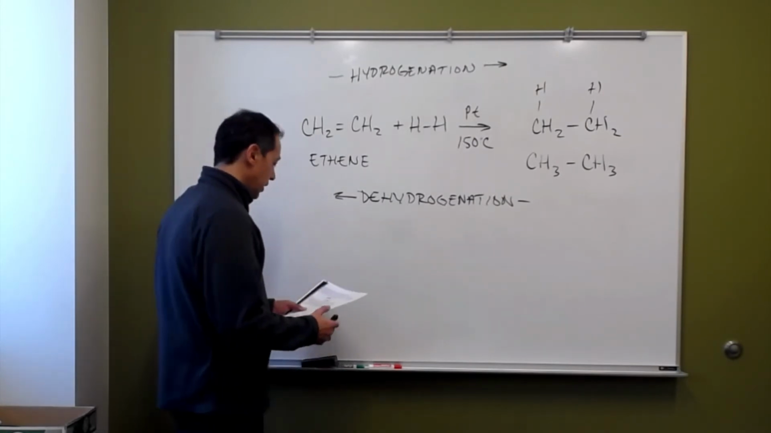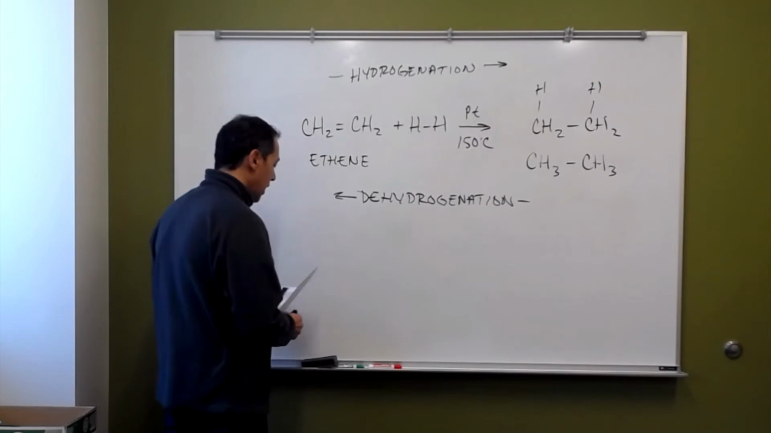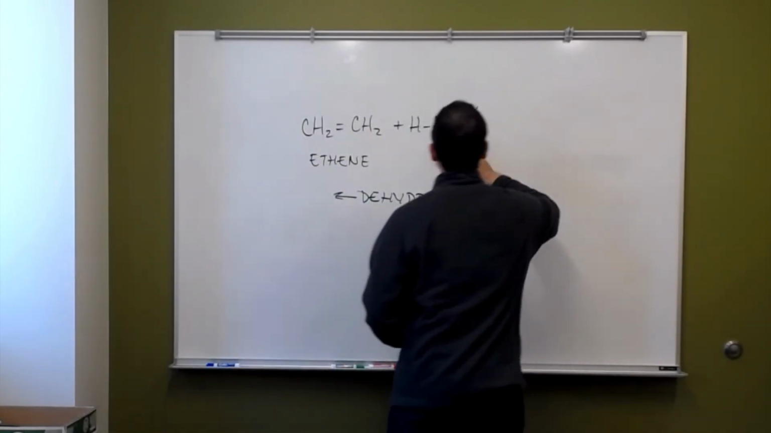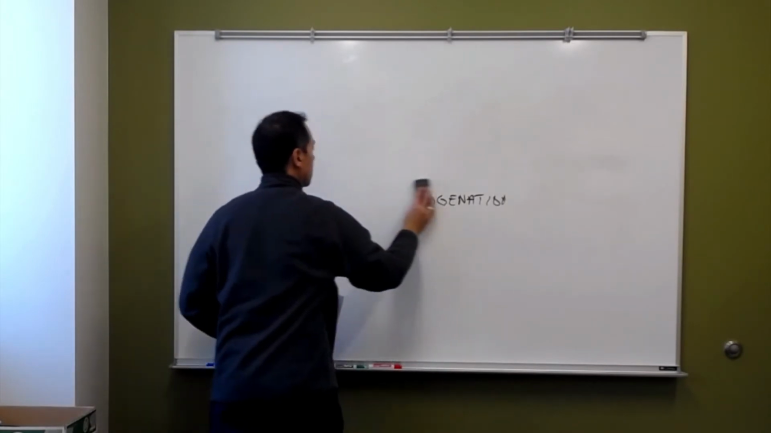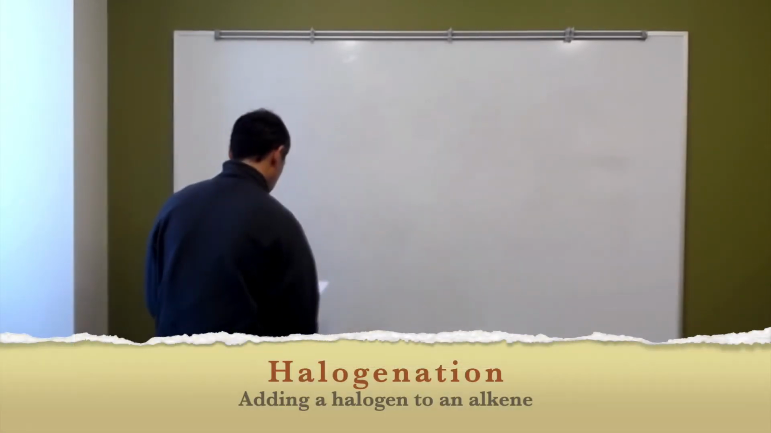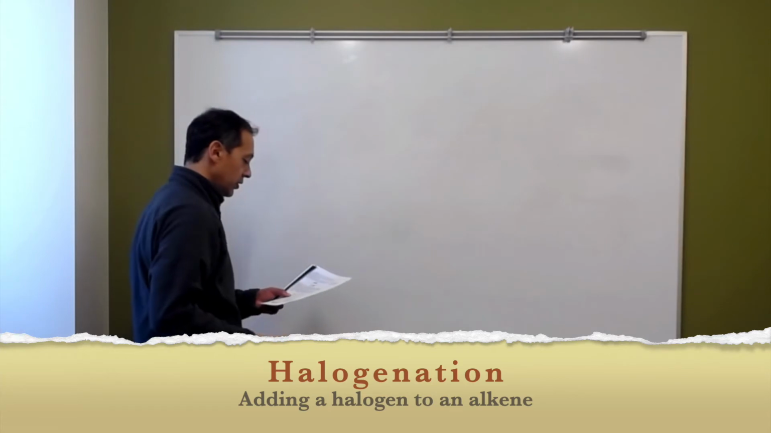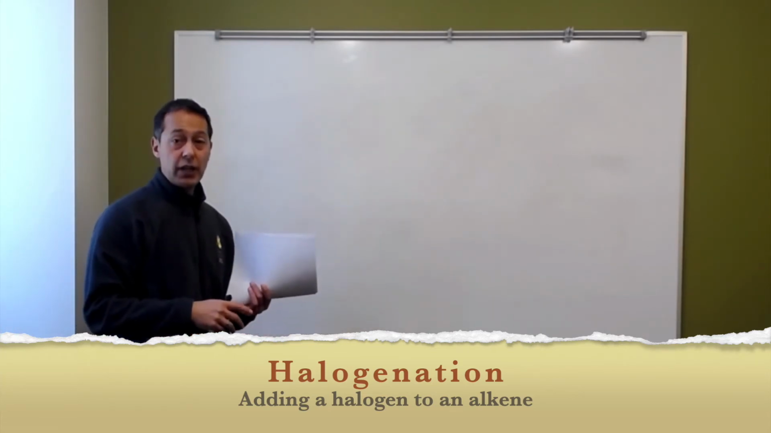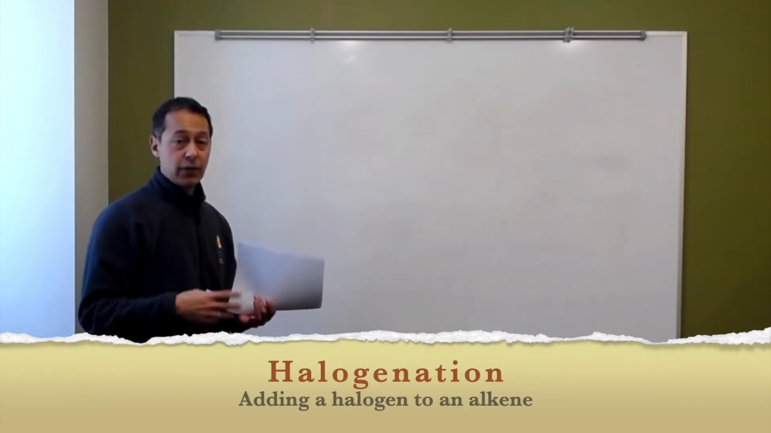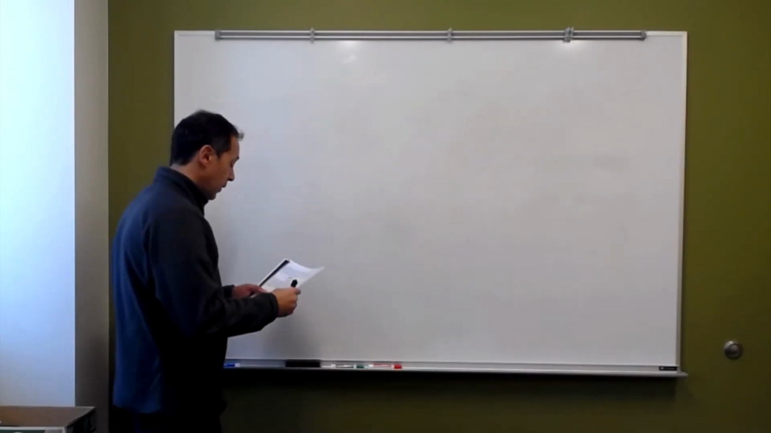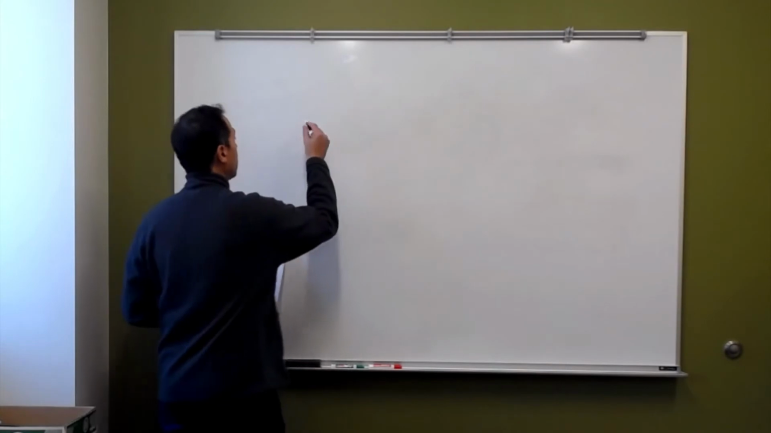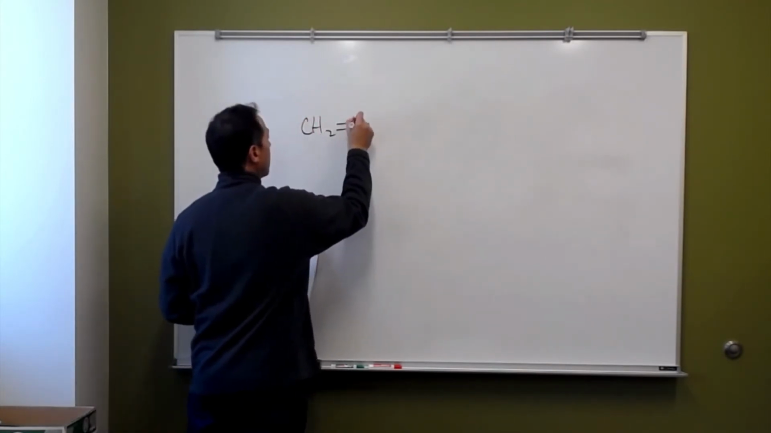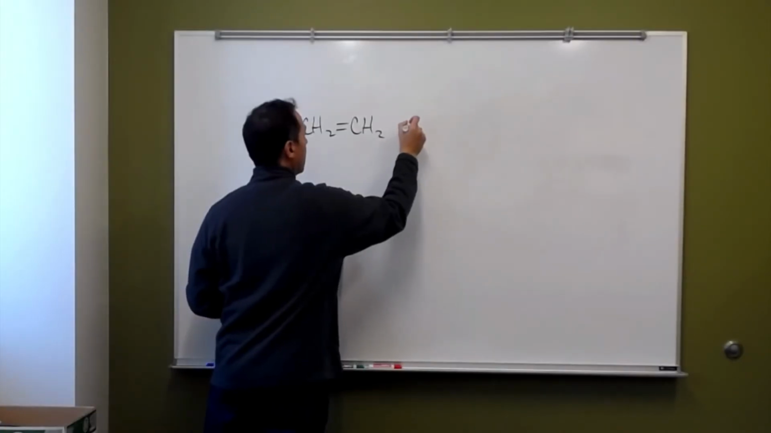Now the next one we're going to take a look at is halogenation. Okay, halogenation. So halogenation is where we're going to add a halogen. So that's things like chlorine, bromine, iodine, fluorine. Those are halogens.